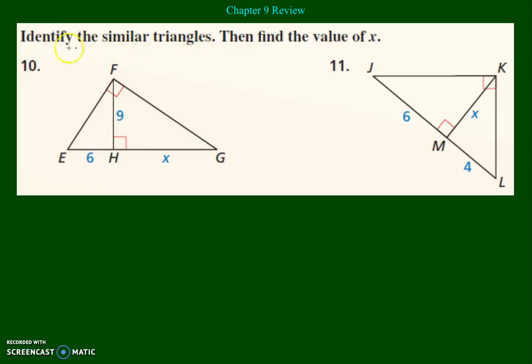Now the first part of the question says identify the similar triangles. So in number 10, our job is to list a similarity statement that labels all 3 similar triangles. Now I'm going to start with the biggest one. From my perspective, it's easiest to start with the most identifiable angle, which is the right angle. So I'm going to start with triangle F, and I'm just going to move down to G. I'm going to go in a clockwise fashion. So F, G, E is similar to triangle.